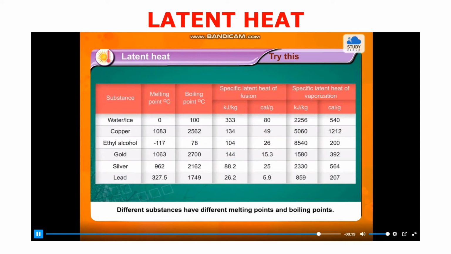Different substances have different melting points and boiling points. The values of melting point, boiling point, and latent heat depend on atmospheric pressure.